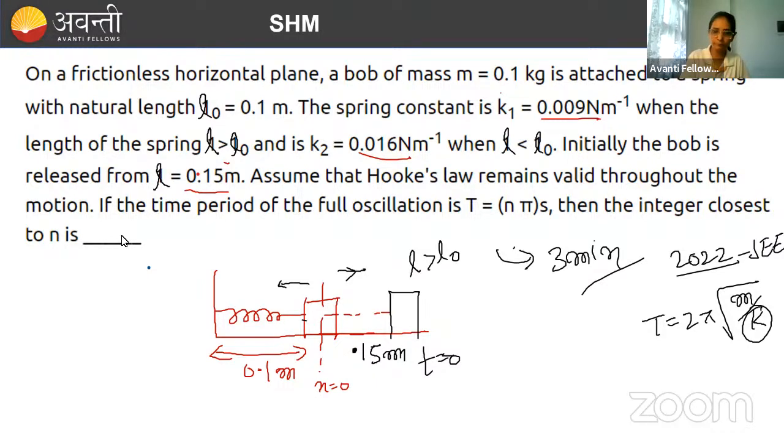Greater than L naught. As it will go in this direction, till it will reach at the x equal to 0, its length will be greater than L naught. So for this distance, we will calculate its time period by this formula. Then we will put the value of K as what? We will be putting the value of K as 0.009. Done.